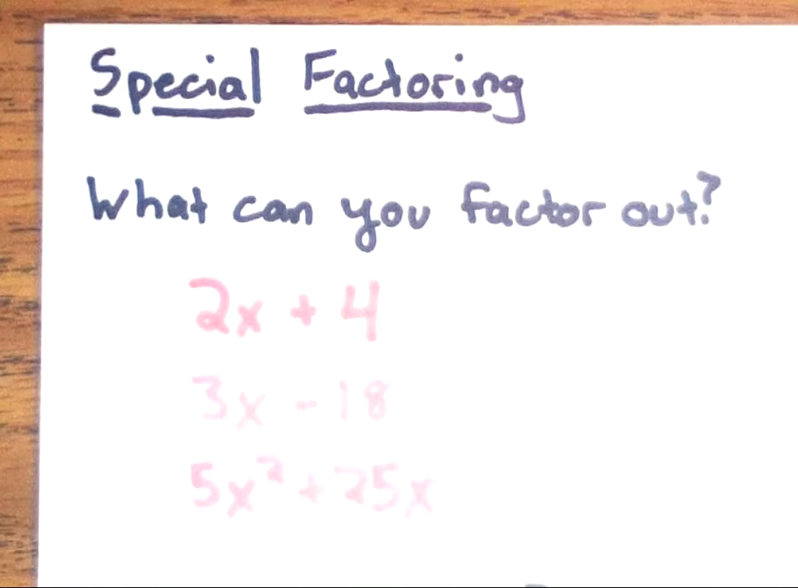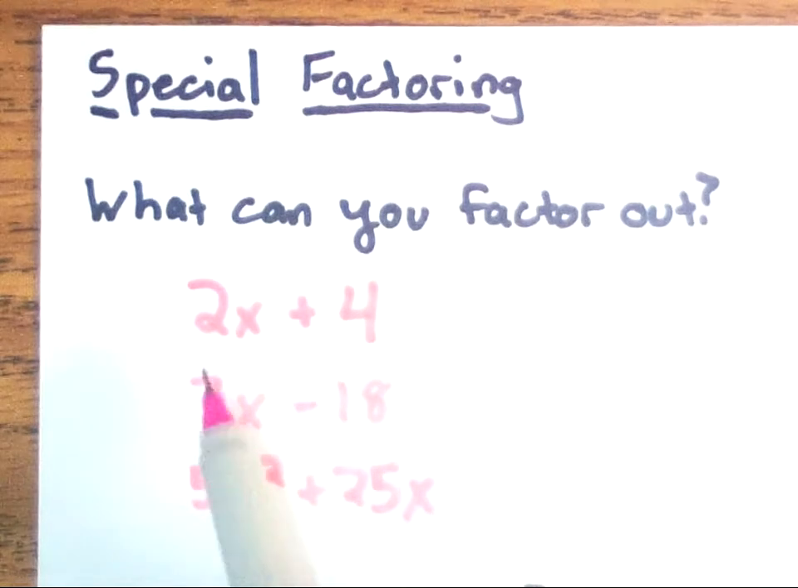Special factoring. So what we mean by this is sometimes you can actually look at the problem, and before you even try to do the polynomial factoring like we do into two binomials, you can actually remove some information already. So looking at this first example here, we have 2x plus 4.